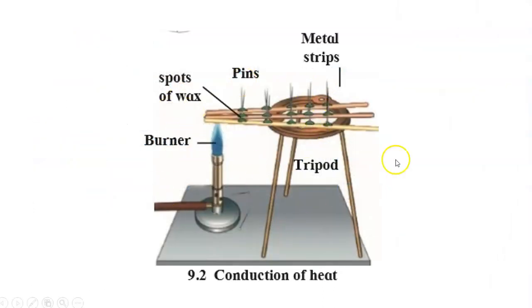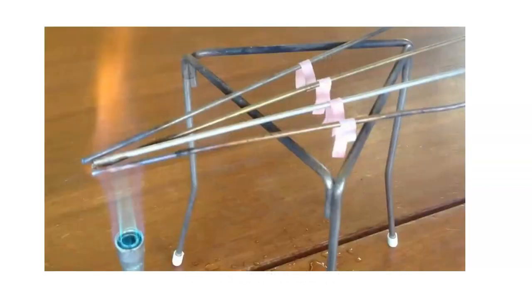So this is how the picture looks like. There is a burner over here, Bunsen's burner. This is a tripod stand on which you have three metal strips or three metal rods of the same length but different material. There's stainless steel, there's copper, and there's aluminium. We have stick pins with the help of candle wax, at 2 centimeters each, and all three are being heated with the help of a burner at the same time. We'll come to this picture a little later.